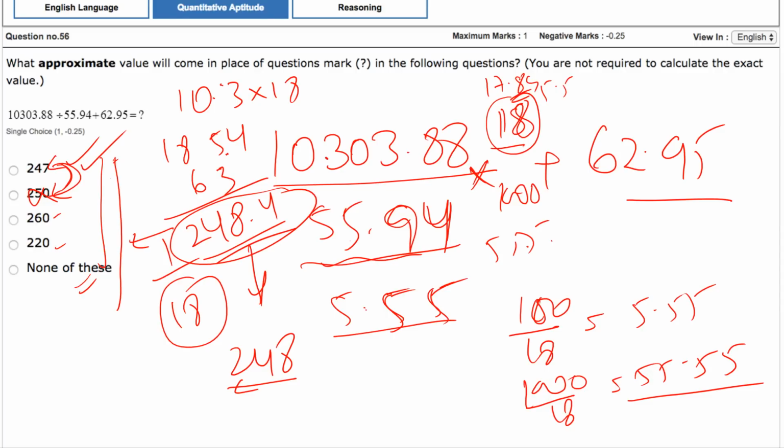I think mark for review automatically goes as correct, right? You can always do mark for review. I think there is also an option of mark for review. Can I repeat? I can of course repeat.